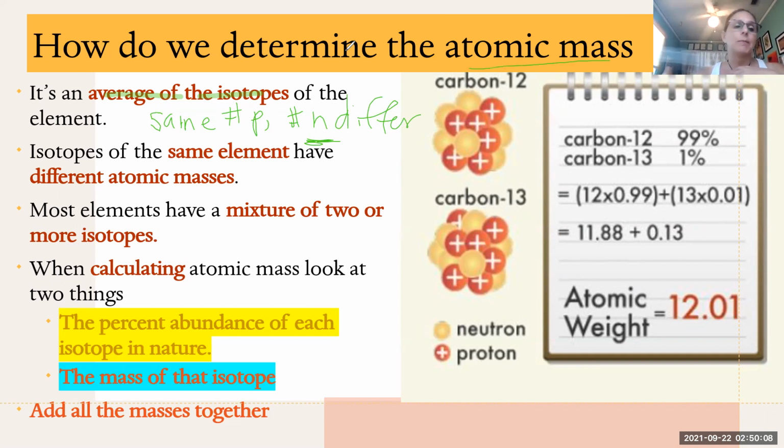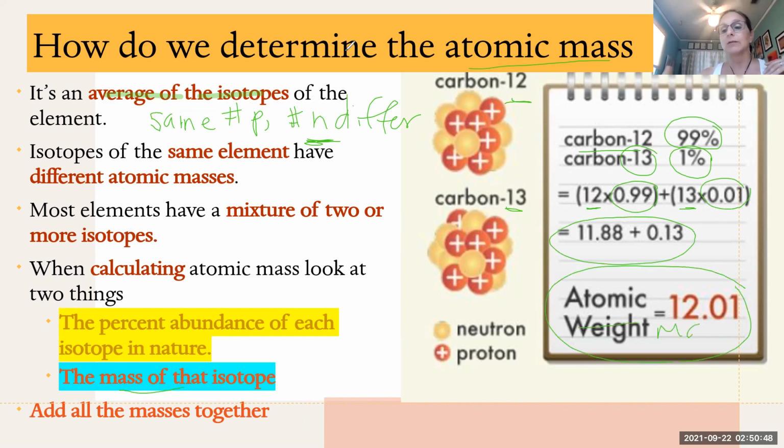When we determine the atomic mass, we look at the percent abundance of each isotope in nature. So let's say we have carbon-12 and carbon-13. Carbon-12's abundance is 99%, so 99% of carbon is carbon-12, and 1% of carbon is carbon-13. Then we take the mass of that isotope. The mass of carbon-12 is 12, the mass of carbon-13 is 13. We multiply each by its percent abundance, then we add those two numbers together, and that gives you your average atomic weight or atomic mass.